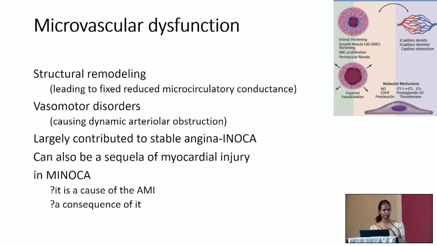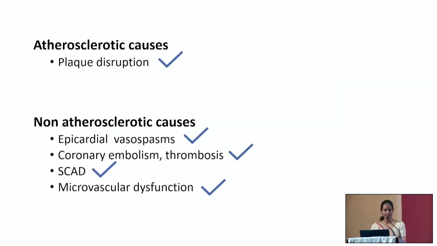This entity largely contributes to stable angina and ischemia with non-obstructive coronary artery disease. However, in extreme situations, it can cause myocardial infarction as well. But myocardial injury due to an ischemic or non-ischemic cause can, in turn, cause microvascular dysfunction as well. So in MINOCA, there is a dilemma. Is it a cause of acute myocardial infarction, or is it a consequence of it? So now we have covered the main causes of myocardial infarction with non-obstructive coronary artery disease.